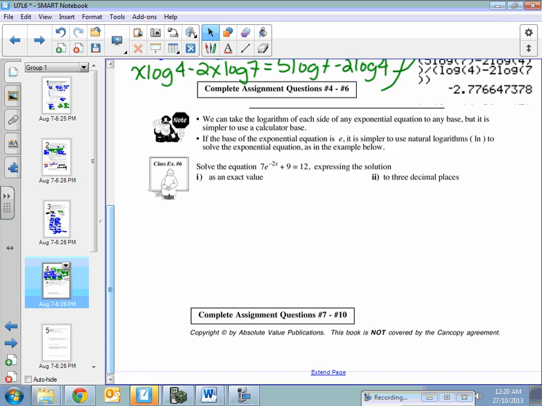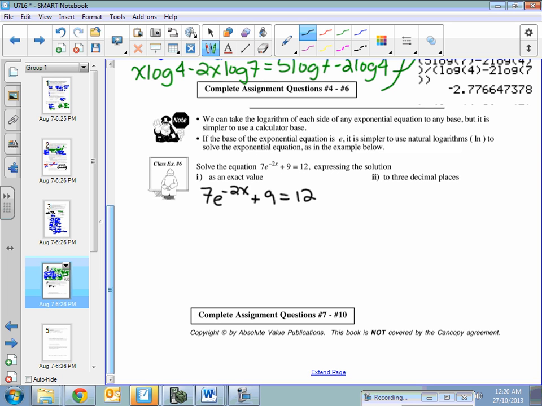Okay, so the first thing we want to do, rewrite our equation. So we have 7e to the negative 2x plus 9 equals 12. Like any equation that we're trying to solve, let's just get x's to one side and numbers to the other side. So we're adding 9 to the left-hand side, so let's subtract 9 from both sides to get rid of that. So I have 7e to the negative 2x is equal to 12 minus 9 is 3.